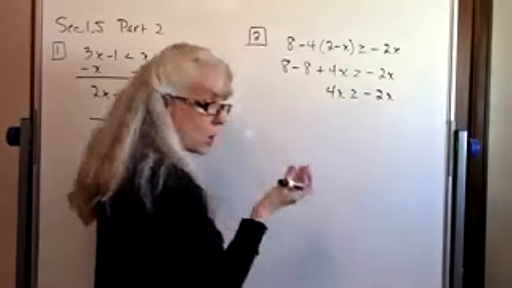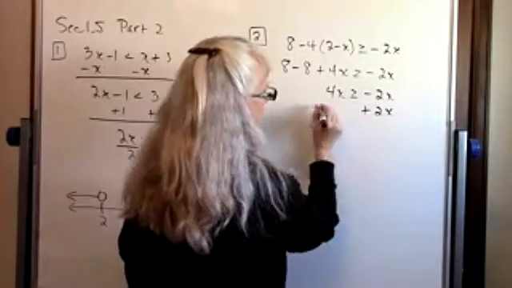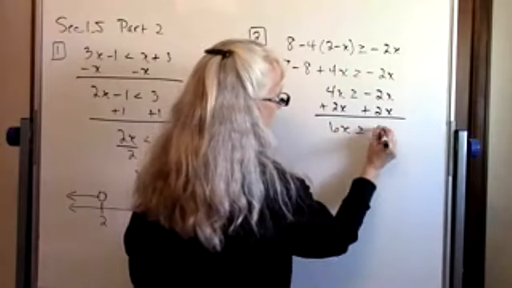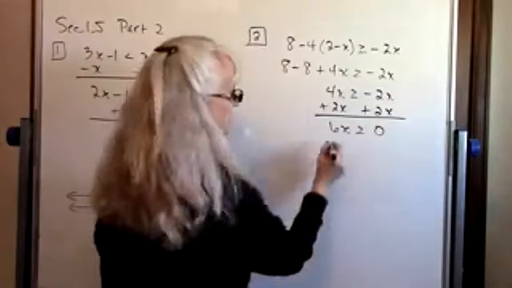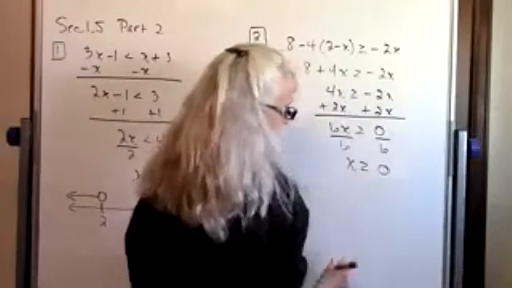Again, I'm going to move the smaller x term. That would be this one. So I'm going to add 2x back. So I get 6x, and it's okay on the other side just to have the 0. And we'll divide out the 6. And sure enough, 0 divided by 6 is 0.